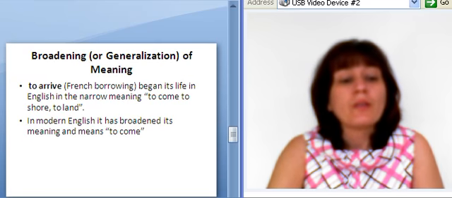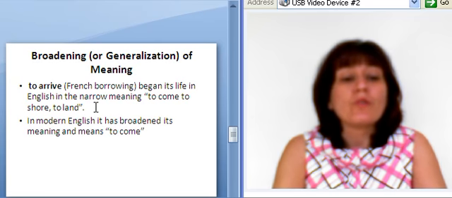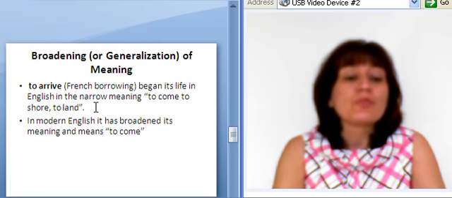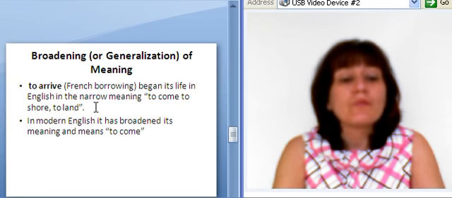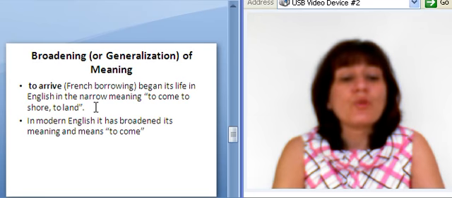Then we spoke about broadening of meaning, or generalization of meaning. For example, the verb to arrive, which is a French borrowing, began its life in English in the narrow meaning, to come to shore, to land. In modern English, it has broadened its meaning, and it means to come.